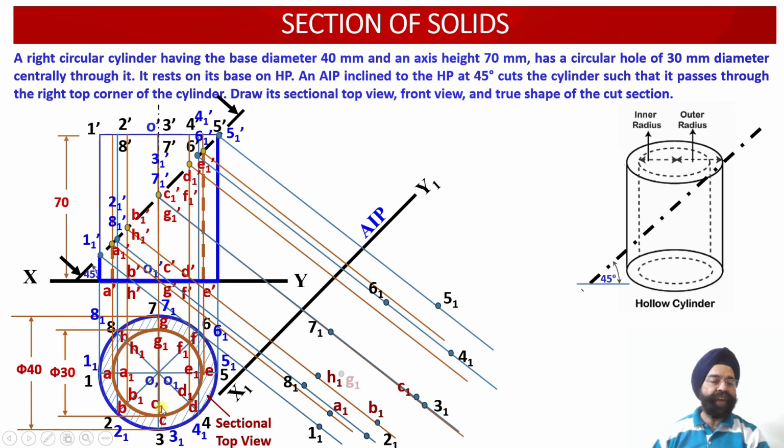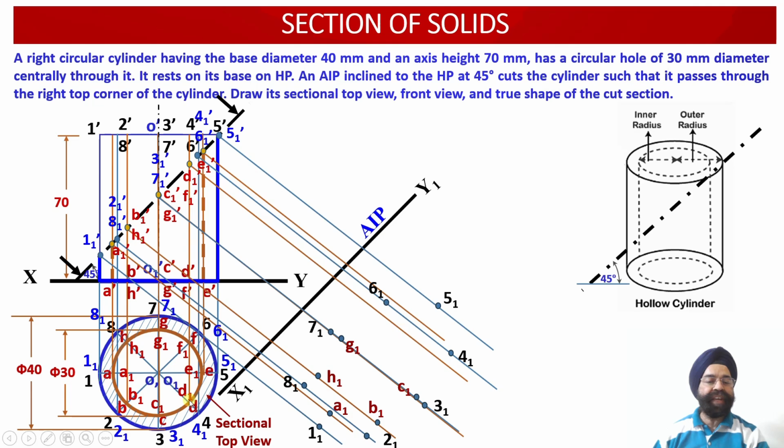So again we have evaluated the distances of C1 and G1 from the XY reference line. Now onto this projector line which is emerging from C1 dash and G1 dash, same distances corresponding to G1 and C1 we have marked it onto this orange projector line over here. So C1 has been marked over here, G1 point has been marked over here.